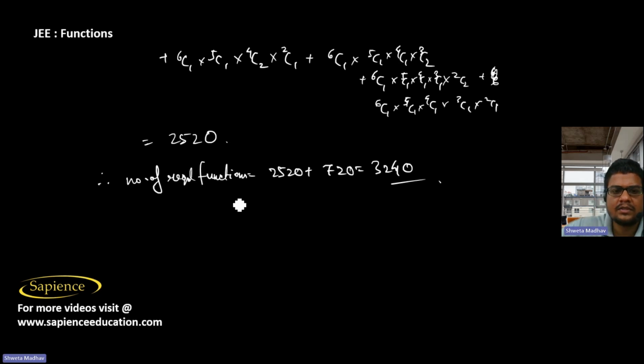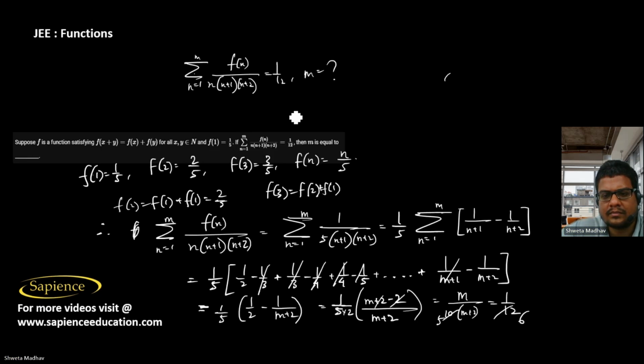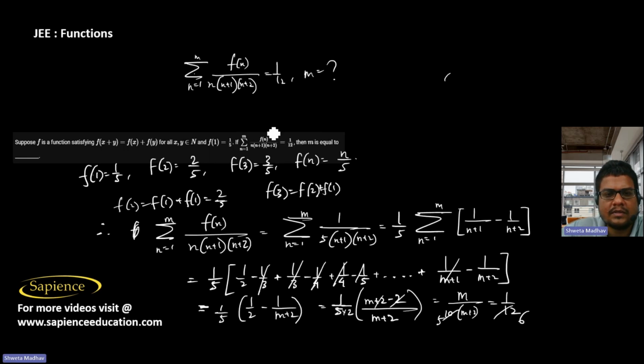So therefore I can say m by 5 is equal to m plus 2 by 6. So this will be 6m equal to 5m plus 10, so therefore m will be equal to 10. So the value of m is 10. 10 is the answer.